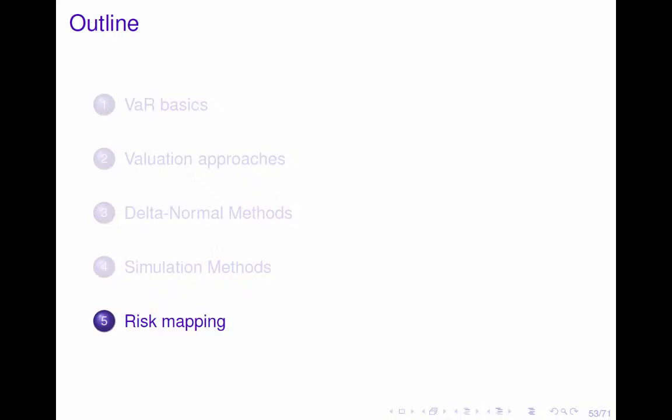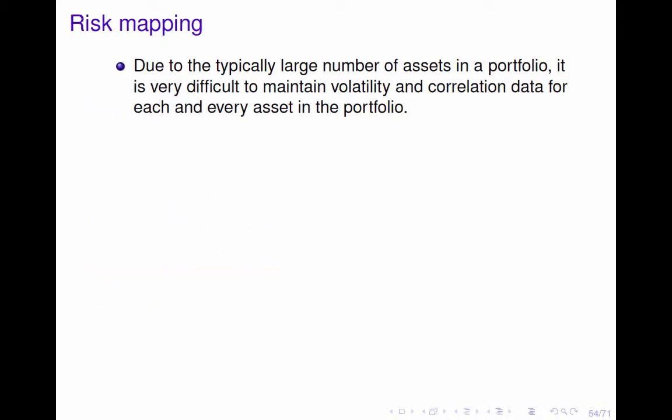Section 5. Risk Mapping. Recall the toy example introduced in Section 3 that in the case when the portfolio consists of only two assets, we just simply treat each of the assets as a risk factor. However, in daily life, due to the typically large number of assets in the portfolio, it is very difficult to maintain volatility and correlation data for each and every asset in the portfolio.